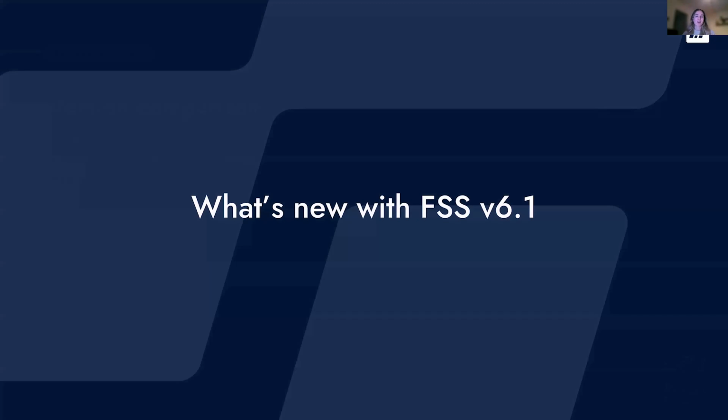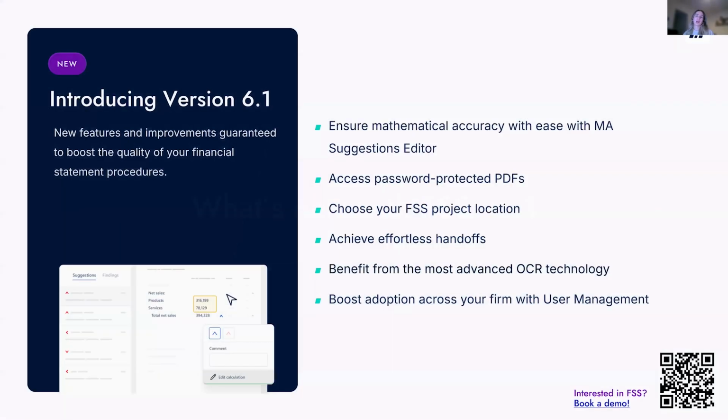Now, the moment that you're all waiting for, let's see what is new and improved with the latest version of Financial Statement Suite, version 6.1. We'll go over the features one by one. So first, with Mathematical Accuracy Suggestions Editor, you can ensure mathematical accuracy with ease. With this new feature, you can instantly correct sums in your financial statements by editing suggestions or creating new ones yourself, as Sangeeta will show you in the demo.